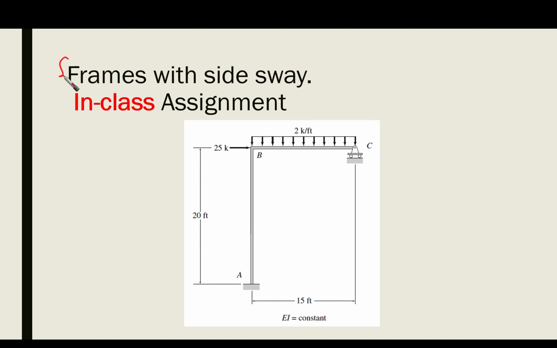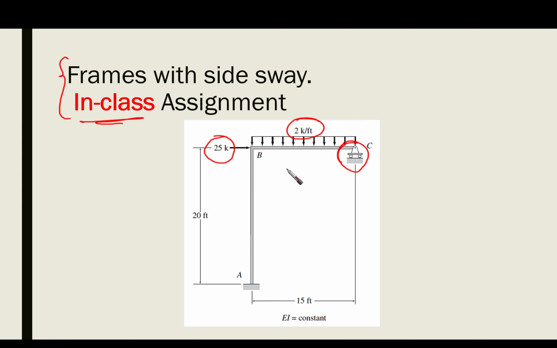Now this is the frame with the side sway in-class assignment. Very simple one. Only here we have a support, which is a roller, and the distances are 15 foot and 20 foot, and there is a horizontal force of 25K and a distributed load of 2K per foot on the member BC.